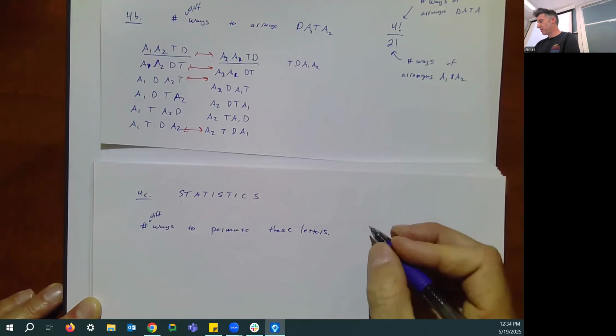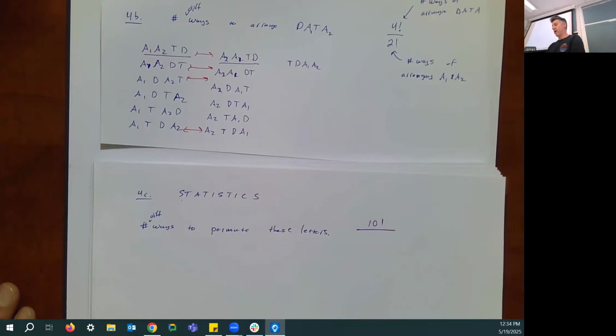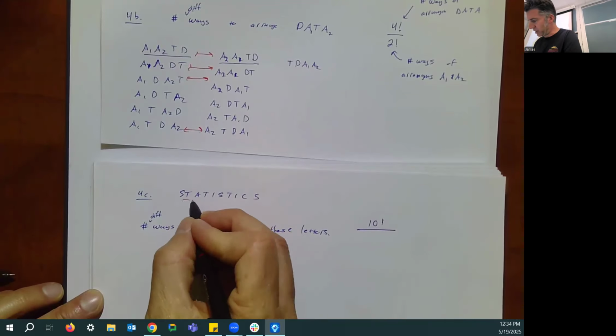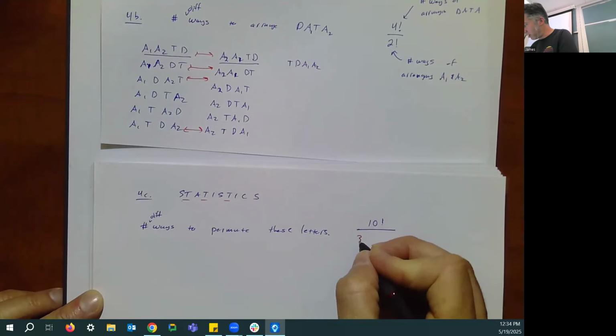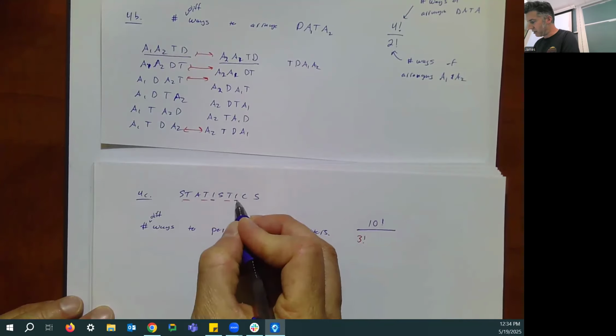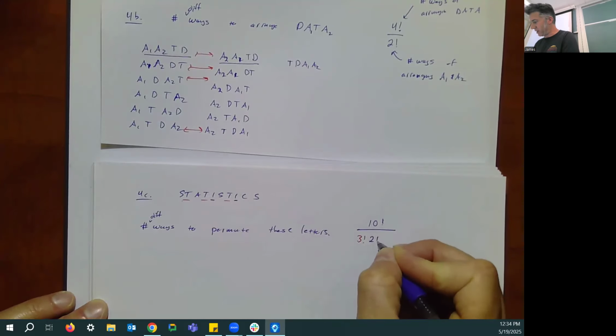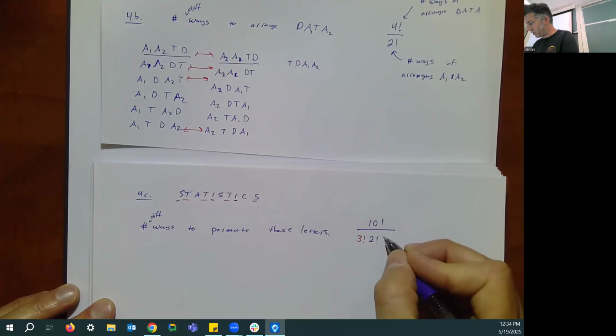Okay, well, there's 10 factorial ways of rearranging all of them. But how many T's are there? There's 3 T's, so I have to divide by 3 factorial. And are there any other letters repeated? I, yep, there's 2 I's. So I got to divide by 2 factorial. Any other letters? S. I have to divide by 2 factorial also.